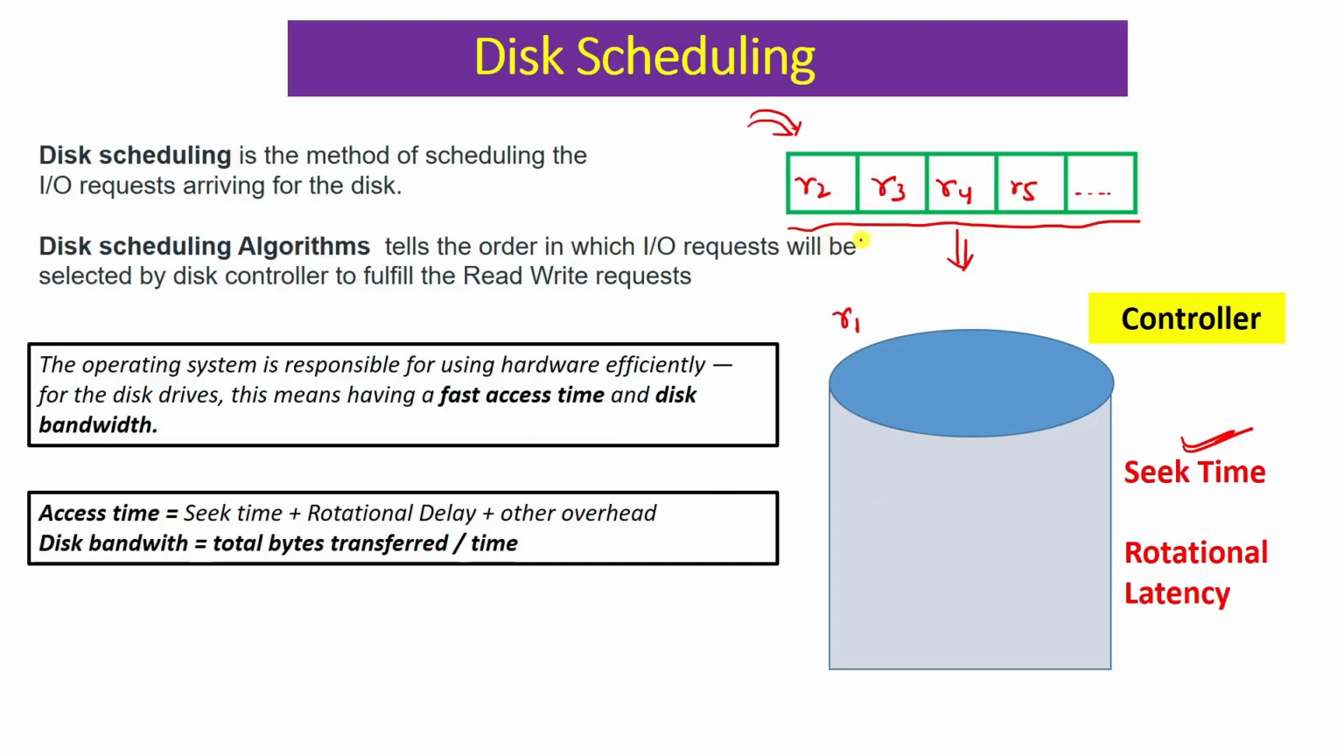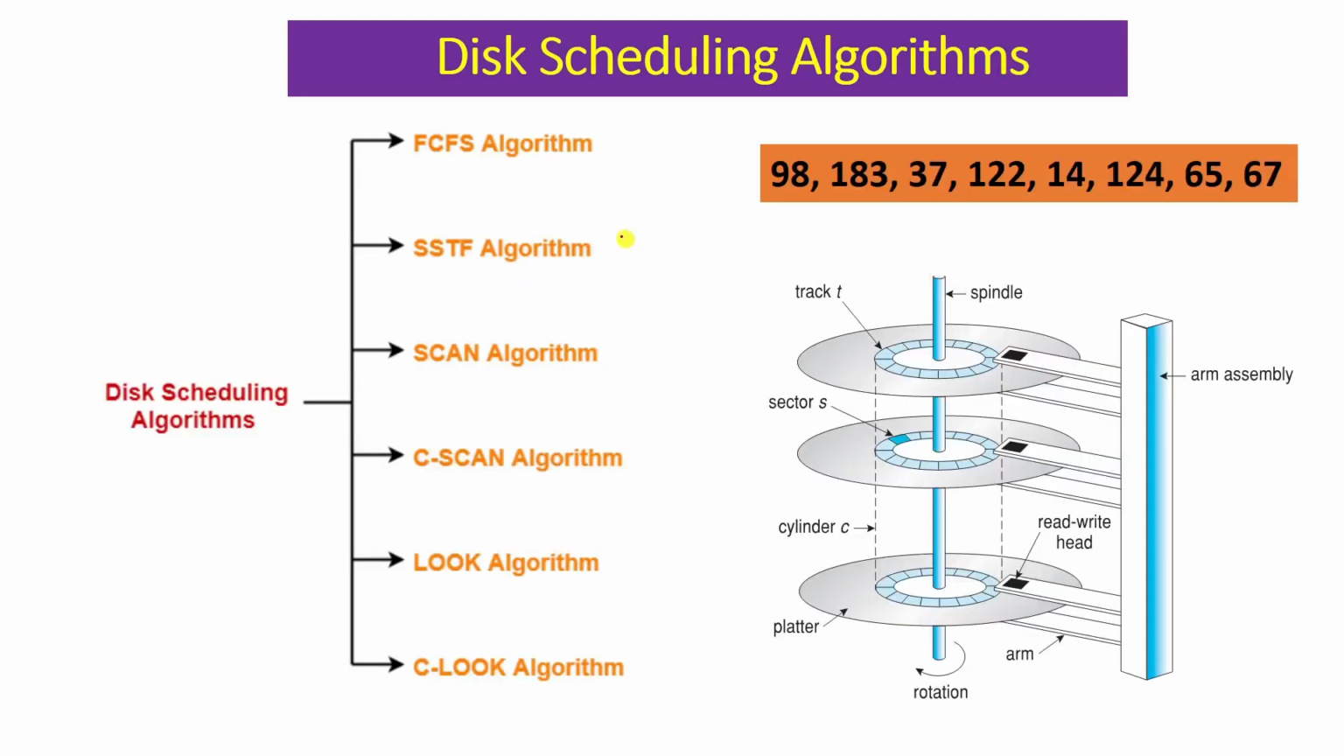So what are the different algorithms we can use in selecting these requests, that is, which request should be selected first? Either R2 should be selected first or R3, then R4, then R5. In which order should things be selected? This answer is given by our disk scheduling algorithms. So what are the different types of disk scheduling algorithms? These are they: first come first serve, shortest seek time first, SCAN, C-SCAN, LOOK, and C-LOOK. Here C stands for circular.